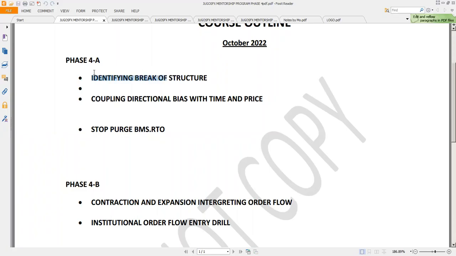We have talked about identifying breakout structure. We have talked about coupling directional bias with time and price. So today we are going to be talking about stop purge and BMS: stop purge, break of market structure, return to order block. Let's head straight to the charts and see what we have there.